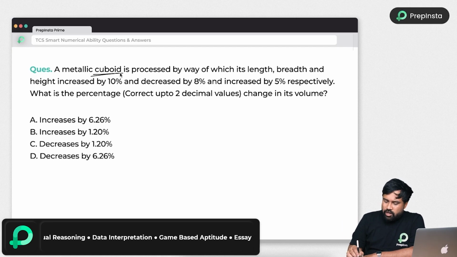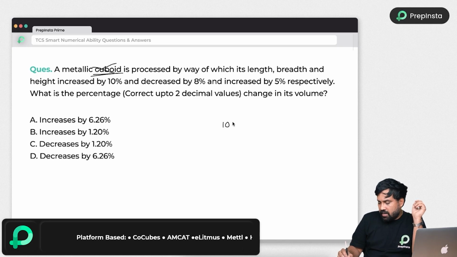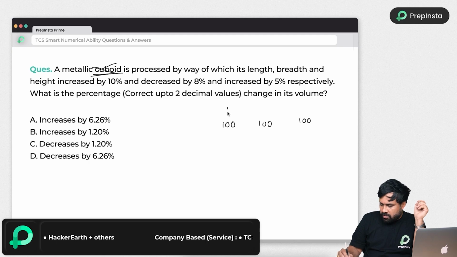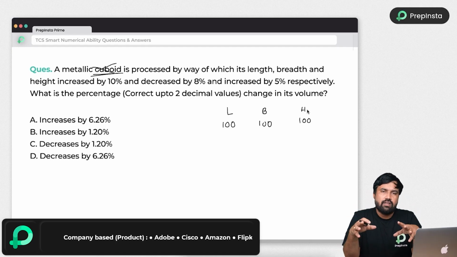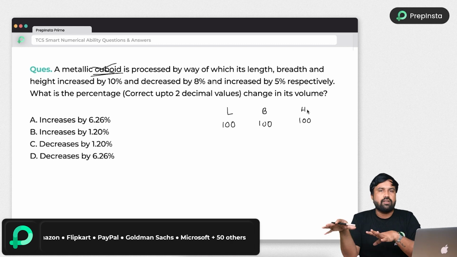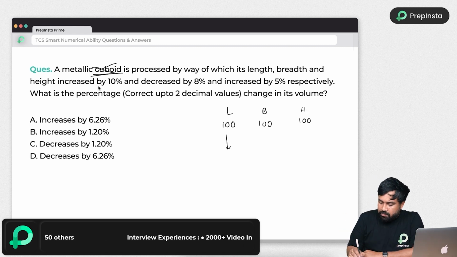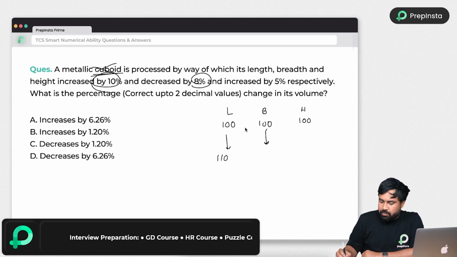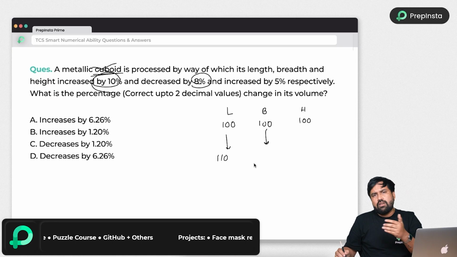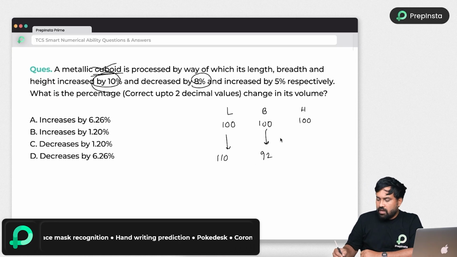Simple logic. See, even if it is a cuboid or cube, whatever it may be, I will say the height is initially 100 and the length is also 100 and the breadth is also 100. For example, this is length, this is breadth, this is height. Whatever it may be, I'll always consider it as 100. Why? Because they didn't give any number. I can imagine my own number. So 100, 100, 100. And the length is increased by 10%, so it becomes 110. And the next is decreased by 8%. 100 decreased by 8% means 100 minus 8, that is 92. And increased by 5%, which is nothing but 105.